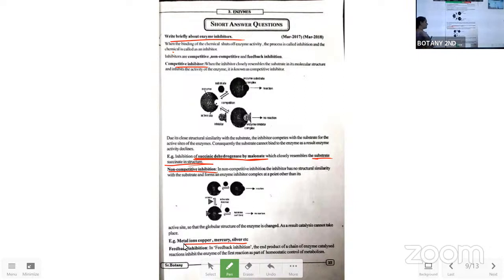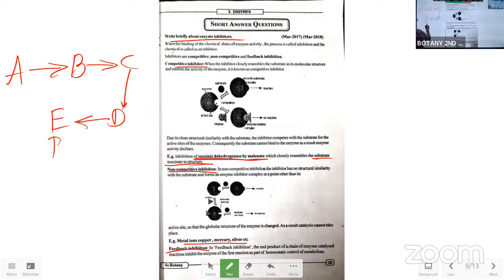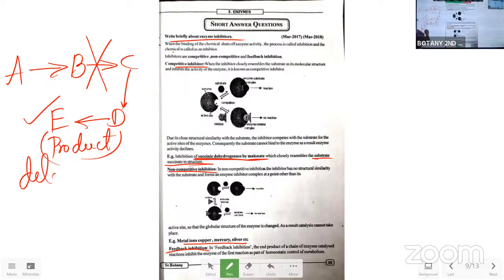Now comes the feedback inhibitors. Feedback inhibitors, what do they do? In feedback inhibition, a chain of reactions is occurring. A to B, B to C, C to D, D to E. This is the final product. So these are a chain of enzymatic reactions, which are catalyzed by different enzymes. And in this, if one of the steps is delayed, otherwise interrupted, then the final product formation is going to be delayed. That is the feedback inhibition.